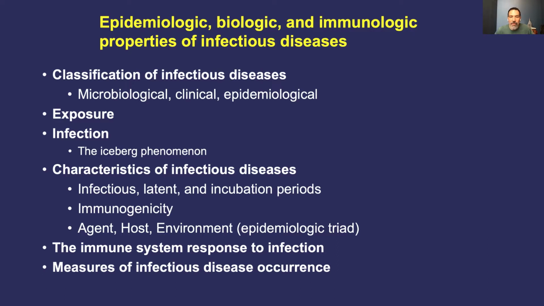So in this part of the lecture, we'll cover the different ways of classifying infectious diseases and agents. We'll cover what constitutes an exposure to an infectious agent, what we mean by the concept of infection, the characteristics of infectious diseases, the immune system response to infection, and measures of infectious disease occurrence.